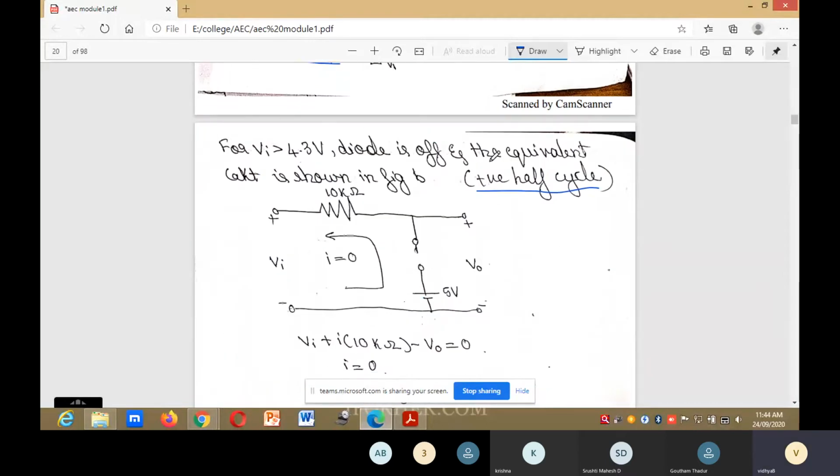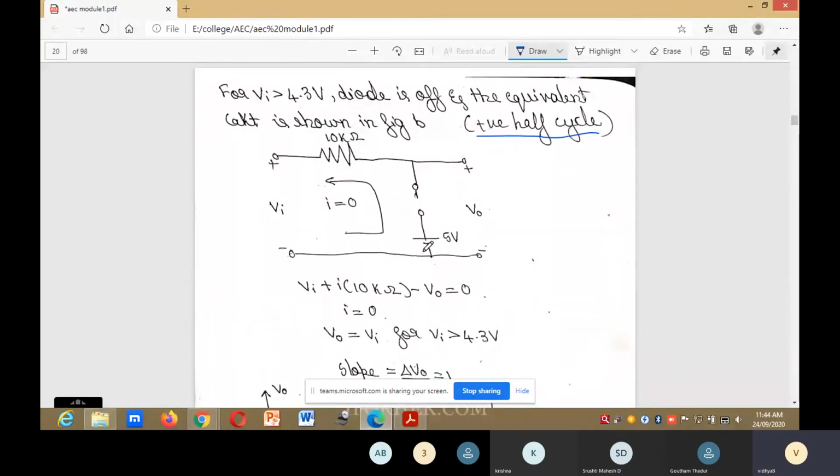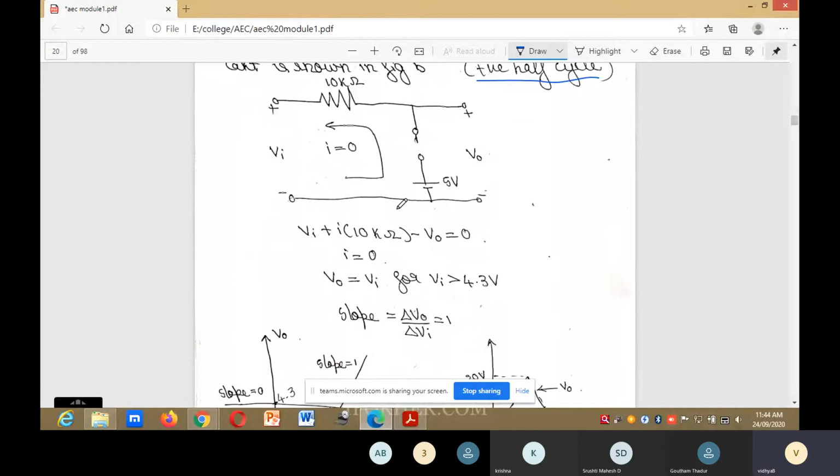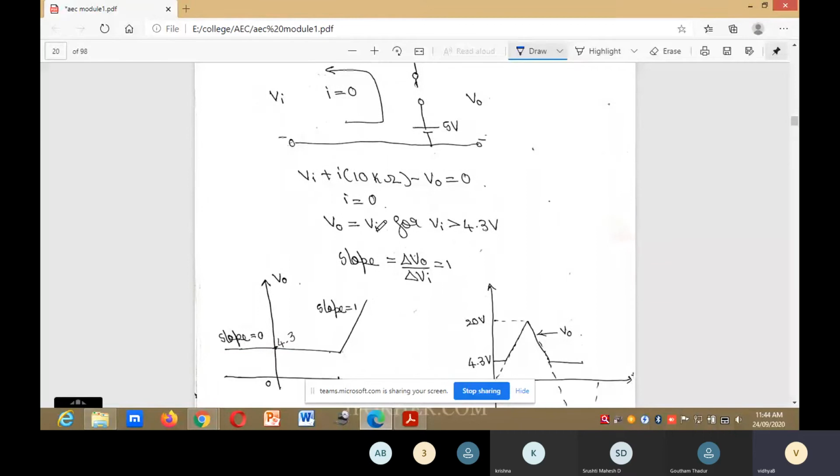The diode is off and the equivalent circuit is shown in the figure. This is the equivalent circuit for the positive off cycle. Write the equations: Vi plus I into 10 kilo ohm minus V naught is equal to 0. But in this case it is an open circuit and I is equal to 0. So what you will get? V naught is equal to Vi.